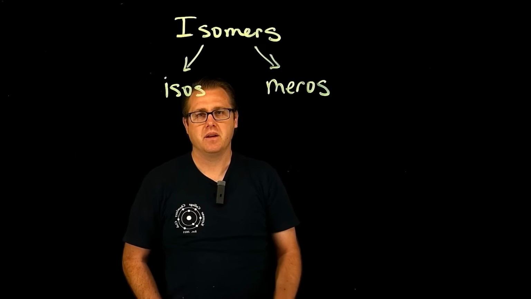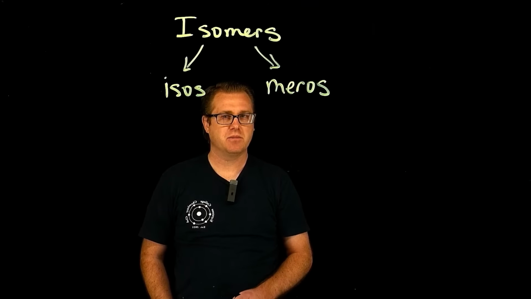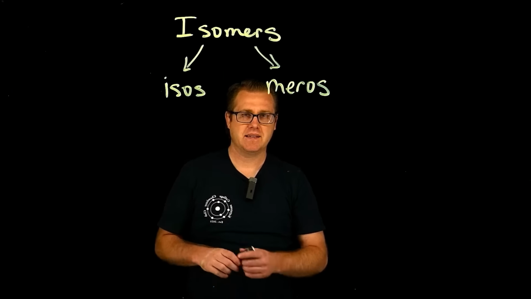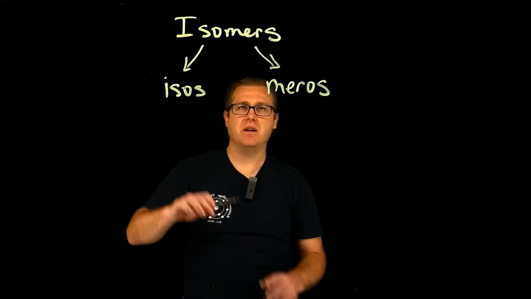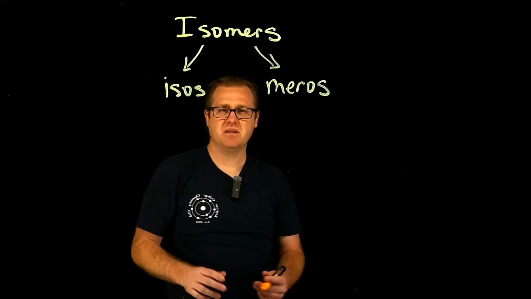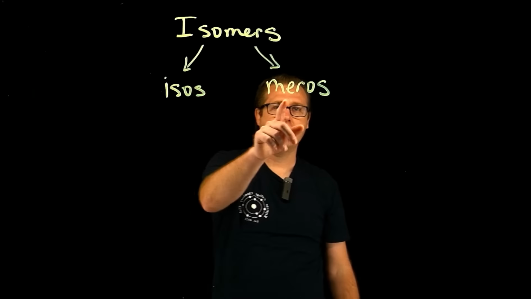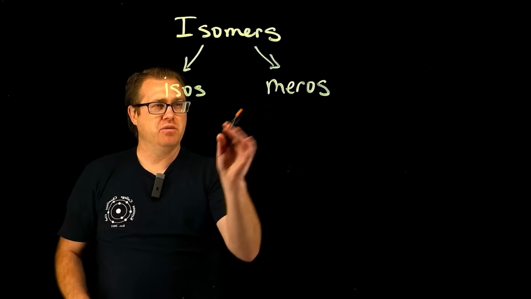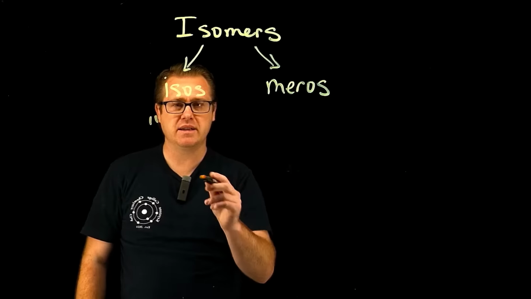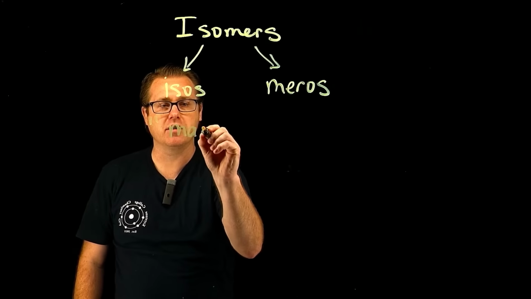Hello class. In previous videos, we talked about constitutional isomers. I want to take a step back and just analyze the word isomer and what that means. Isomer is composed of two words from Greek, isos and meros. And when you combine those two words together, they simply mean made of the same parts.